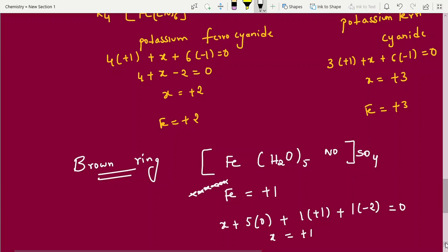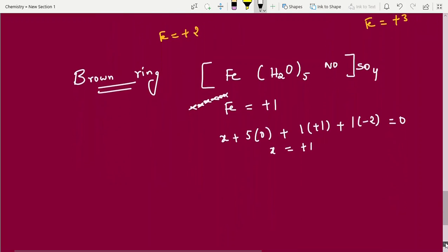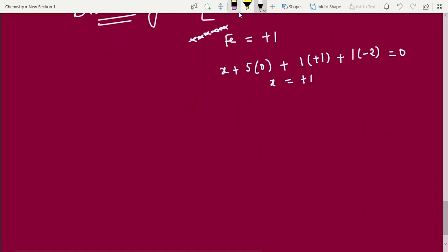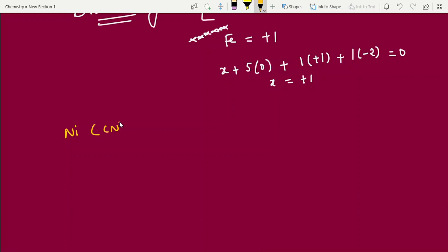Other cases, iron exhibits either +2 or +3. Ferrous, ferric. And the last example I am giving. Look into this. Nickel cyanide. Can you calculate? Can you try this one? Very easy. These metals never exhibit negative oxidation state. Some of the students were confusing. After calculation, mistakes they are doing. They are writing -2. That's wrong, students. Metals never exhibit minus oxidation state.